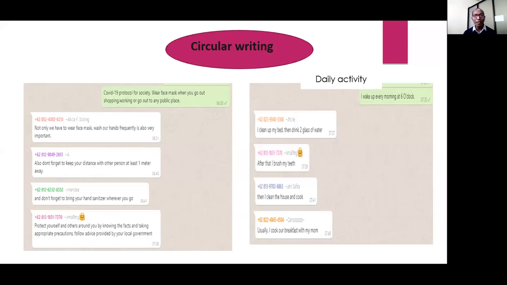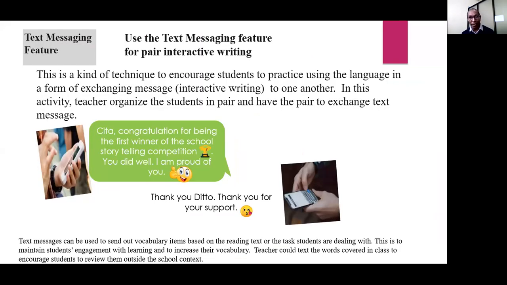So this is another activity when we use text messaging features for pair interactive writing. So the teacher splits students into pairs and has these 2 pairs exchange messages. Use the text message feature in, for example, WhatsApp. It still can be done. So this is an example, like congratulations for being the first winner in storytelling competition, with an icon or emoji, you did well, etc. So these are the text messaging features which teachers can employ to facilitate their teaching and learning activity with students.